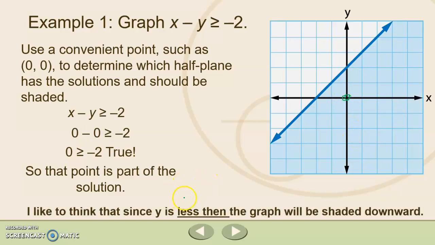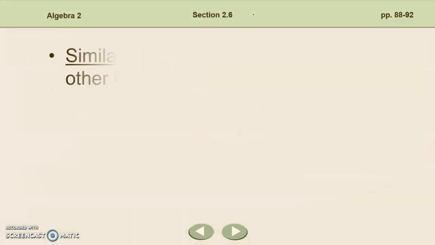A little shortcut to remember: since y is less than the graph, we shade downward. Think of it like a mountain or a hill that you're climbing. Anything greater than, you shade the upper portion, the sky. Anything less than or equal to, we shade below the mountain, underground. I don't know if that will help you remember it, but it helps me. Less than, we go under the line, and greater than, we go above the inequality line.